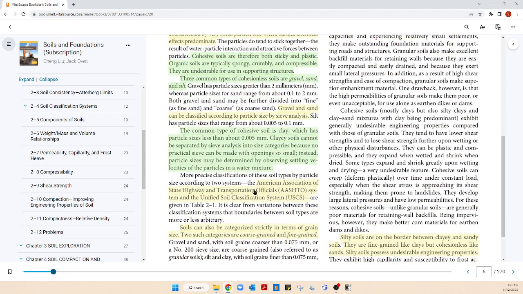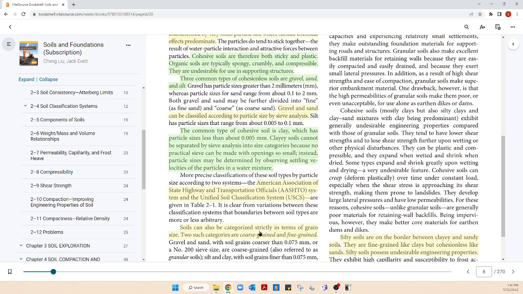And here it starts to begin to talk about the American Association of State Highway and Transportation Officials, the AASHTO it's called, and the Unified Soil Classification System. The classification systems are given in table 2-1, but they're not going to give you much. We'll have more than that when we start classifying. It's clear from variations between these classification systems that boundaries between soil types are more or less arbitrary. Not sure what they're talking about there, but when you go from one, they may or may not be too different.